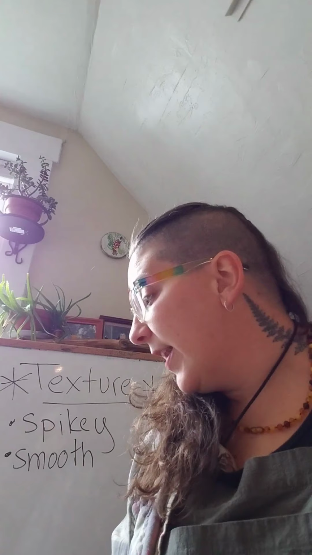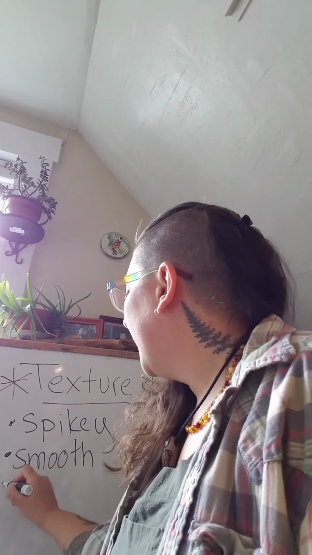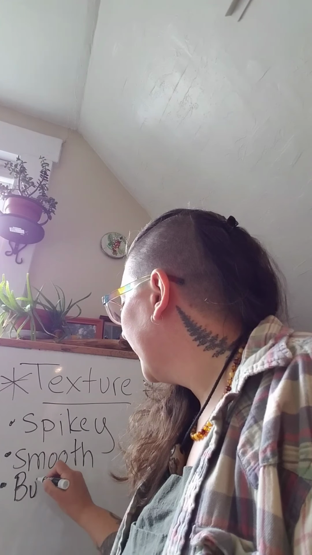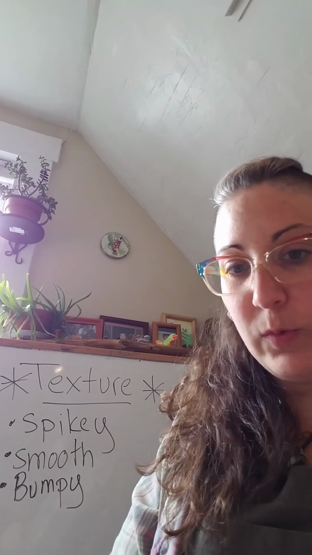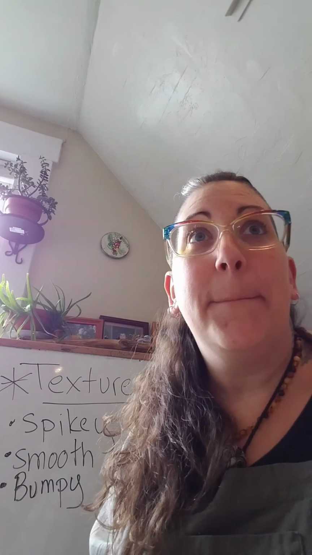Now, I've got this little vase, and it is really bumpy. Try to visualize that in your hand and running your fingers over each one of those glass bumps. So bumpy is going to be our next word. Bumpy. So we're creating a list of adjectives. We've got spiky, smooth, and bumpy.